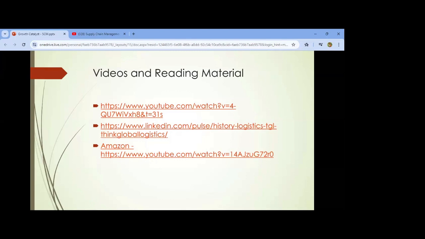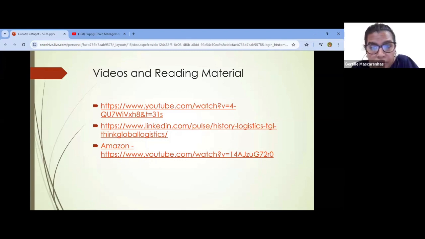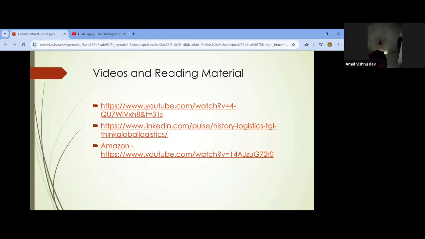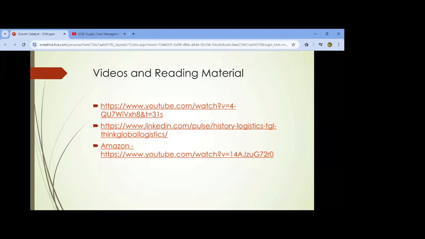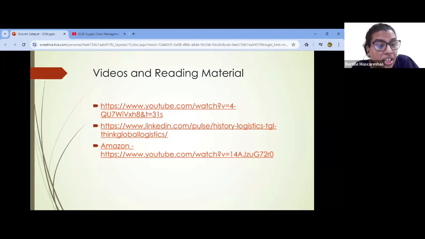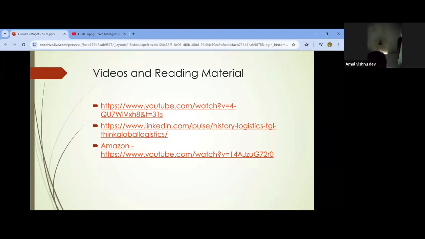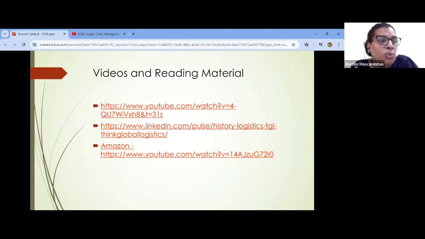What is your job? Amal, you've understood the question? Can you just explain to him in Malayalam what I want him to do? Because I need to understand that he's understood.